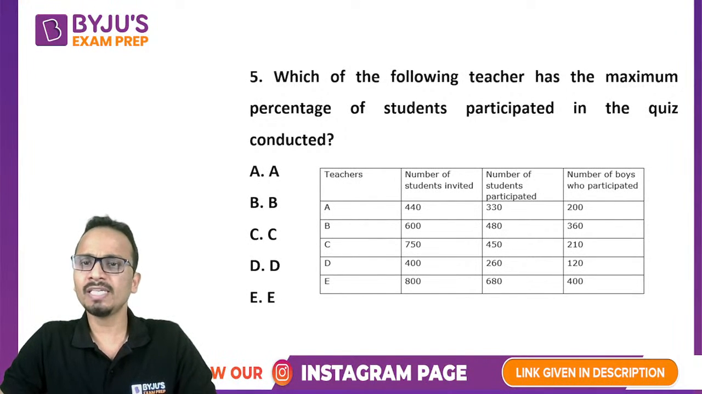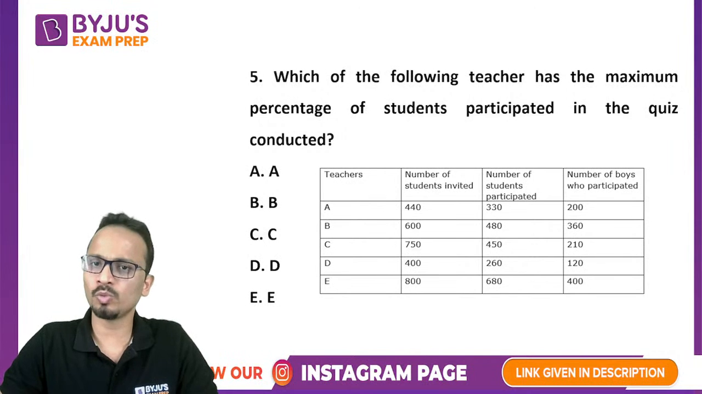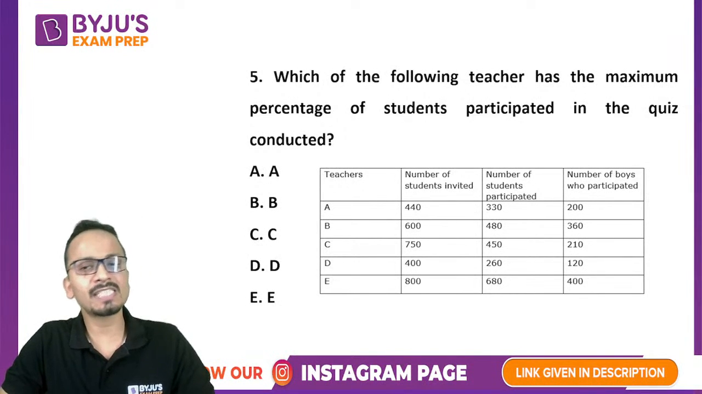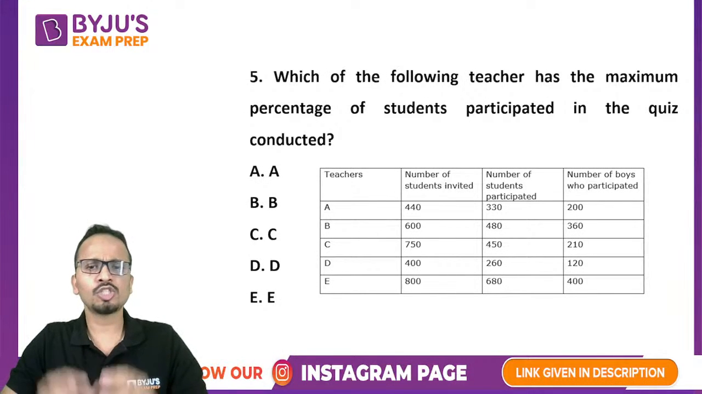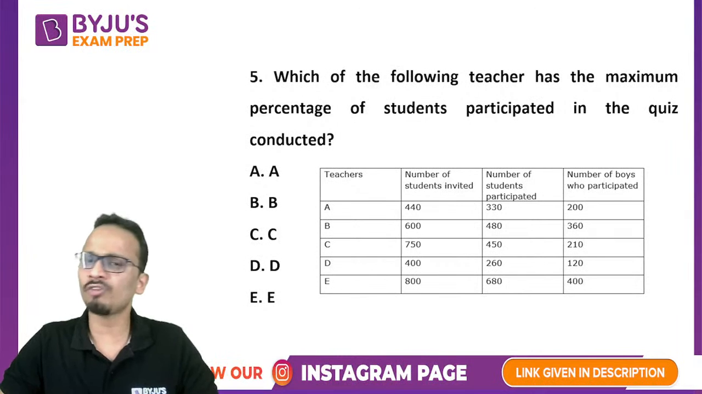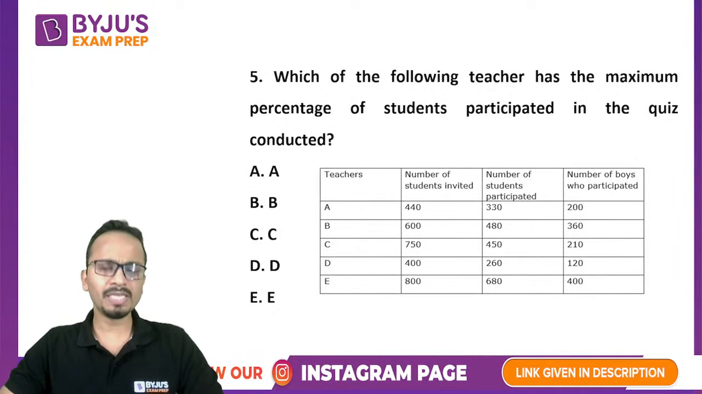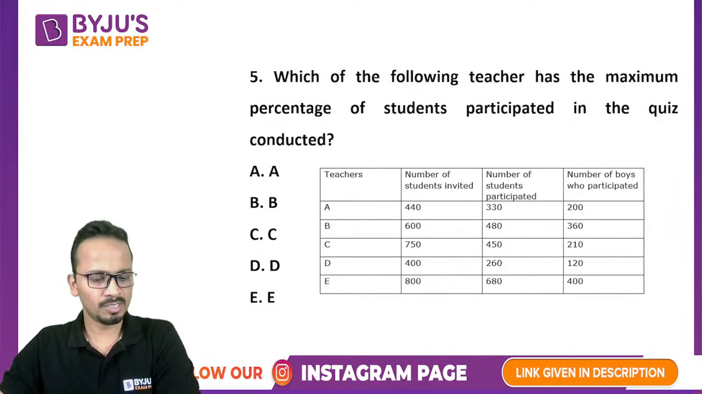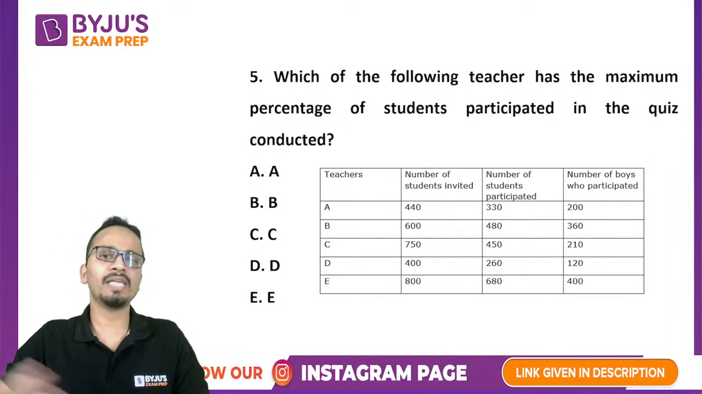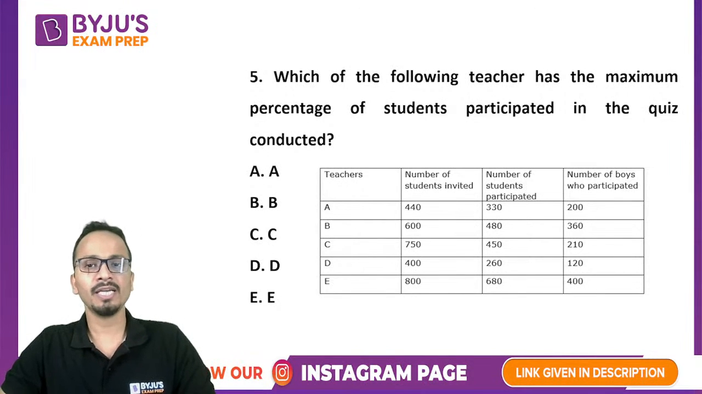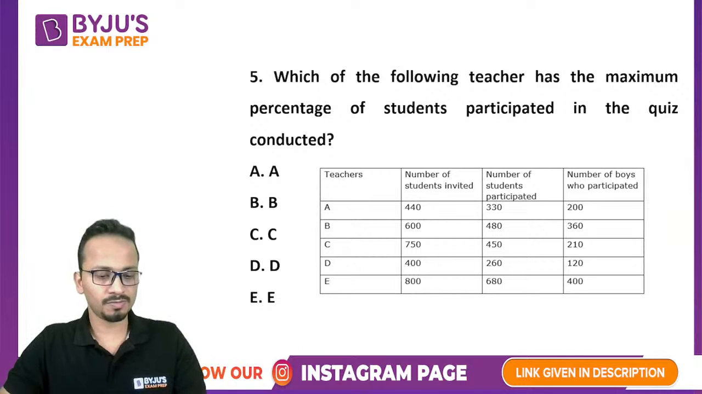Which of the following teachers has the maximum percentage of students participated in the quiz conducted? Now, don't just start doing the calculations. Go for the observations a little bit. Also make use of some percentage equivalence of fractions. Please don't just start calculating these values. Apply some logic as well to get the answer for this one. Maximum percentage of students participated is for which teacher?